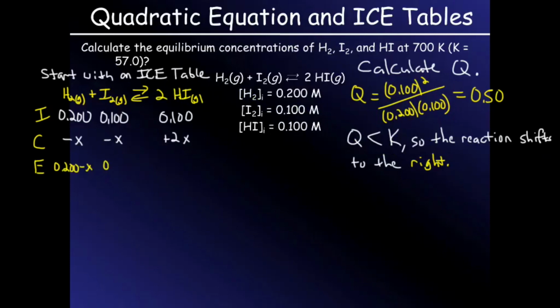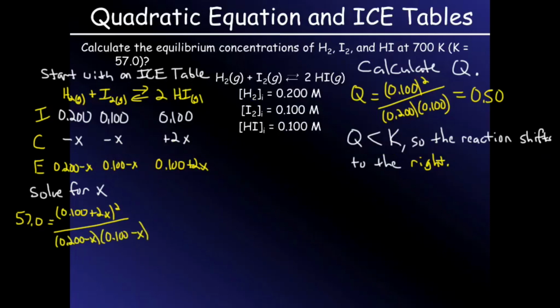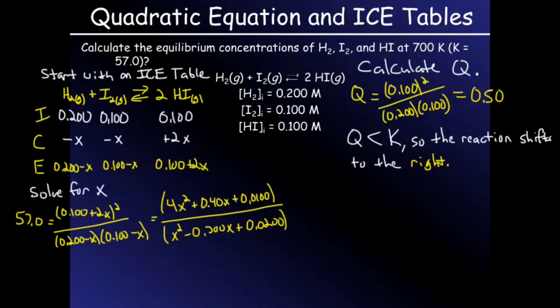Q is still less than K, so this reaction will shift to the right. So we're going to have minus X for the reactants, and because there's a coefficient of 2 on the product, plus 2X. These then become our equilibrium concentration expressions. Then we will solve for X by plugging everything into the equilibrium constant expression.